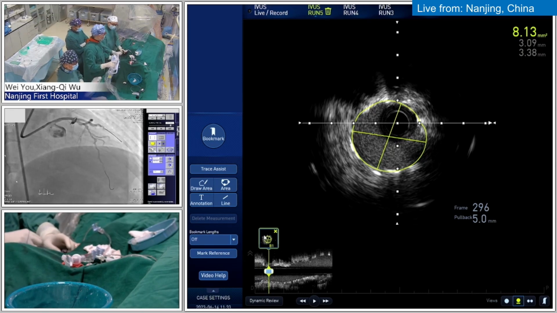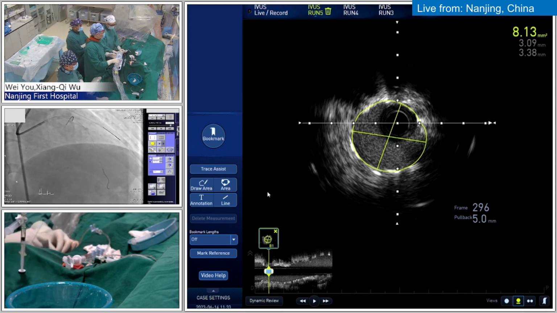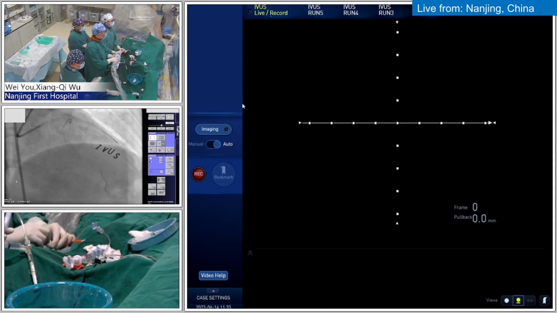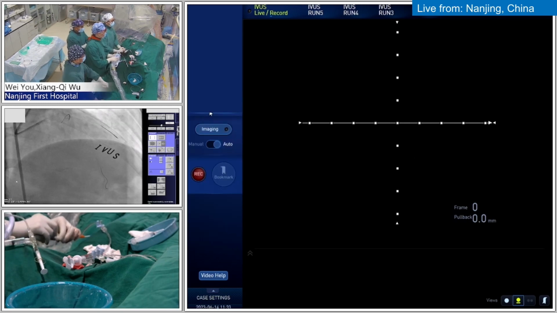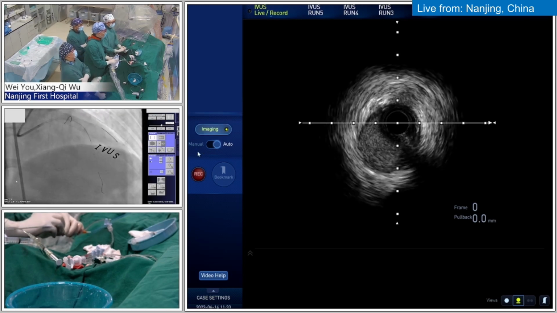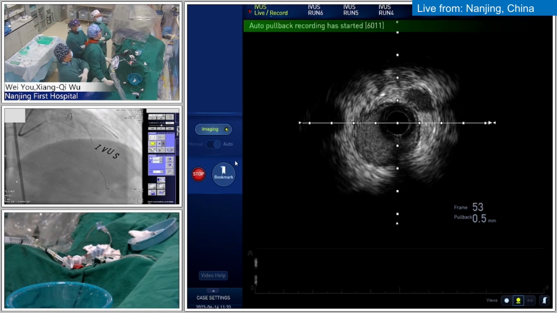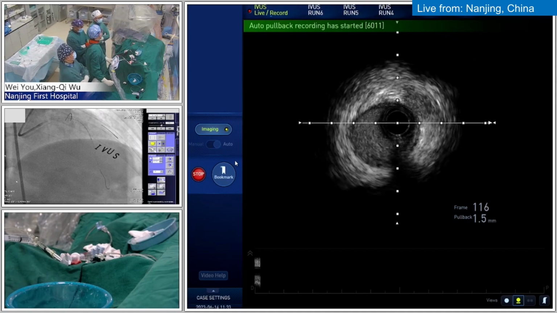And in this one, the minimal stent area is about 8.1. Okay, bigger than before. So how much is your annual coronary PCI volume at the center? For this year, I think nearly 6,000 PCI. Last year it was over 4,000, number one in Jiangsu province.